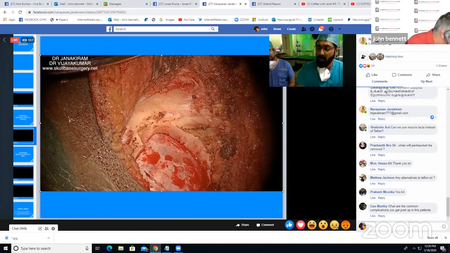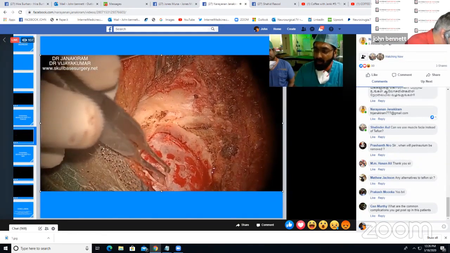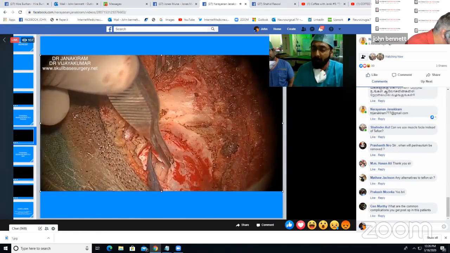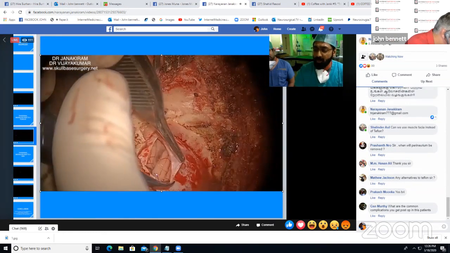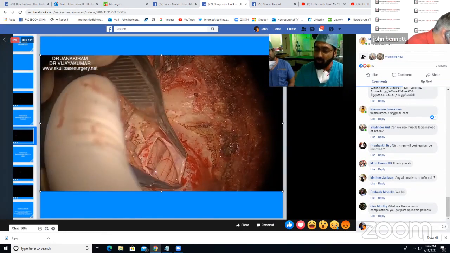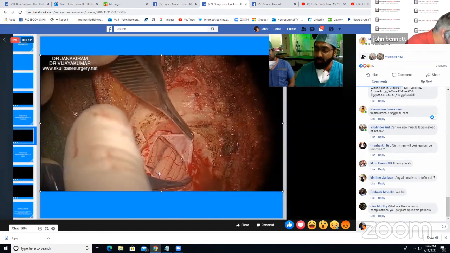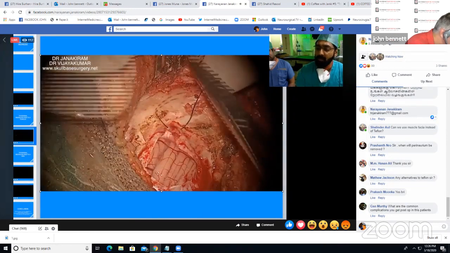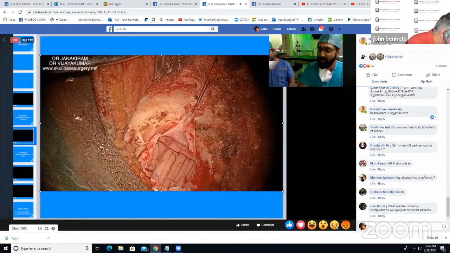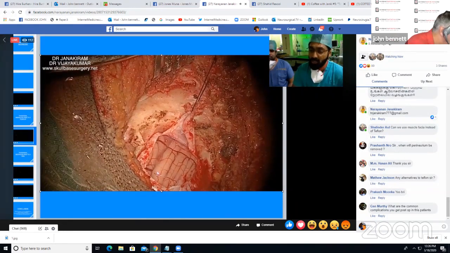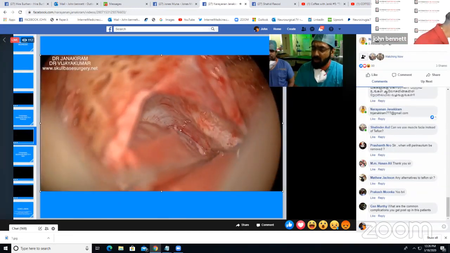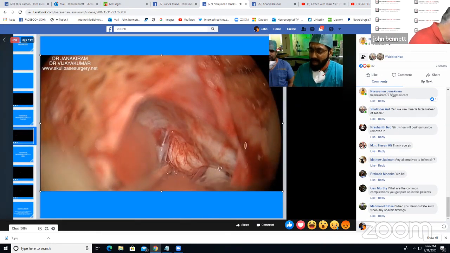So can we use muscle? Generally, we don't use muscle. Sometimes we use fat, but muscle we generally don't use because it gets fibrosed. Initially, it looks very thick, but later it gets fibrosed. So the best material would be Teflon. The second would be fat, and third would be gel foam. Gel foam sometimes is supposed to produce granulations, so that is why we don't use it. The granulation forms after 6 to 7 months.